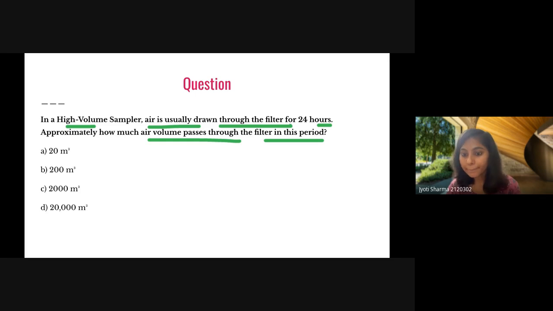Let me see the answers. Venkateshwar gave me D answer, but the answer is B. So most of the time in 24 hours, as I told you, how much air will be taken up by this high volume sampler, this volume will be known to us. We maintain the flow rate in such a way that within 24 hours, 2000 meter cube of the air can come in and then go out, and in the filter the particulate matter will be deposited.